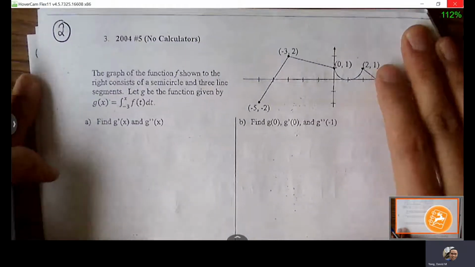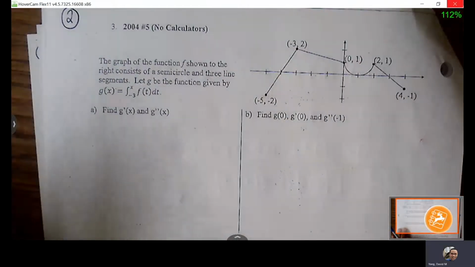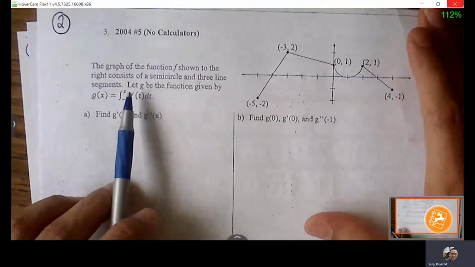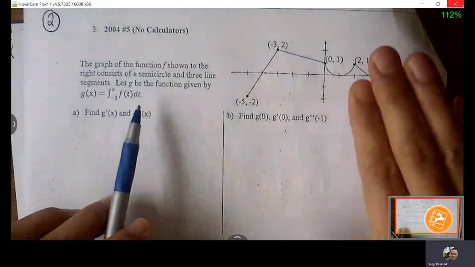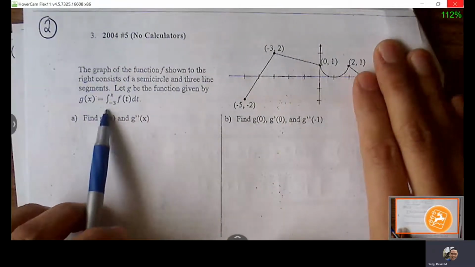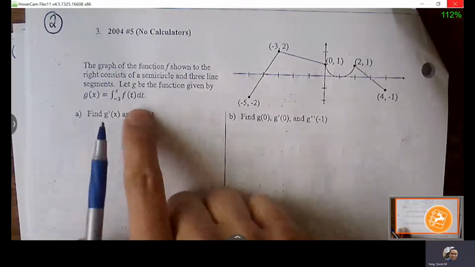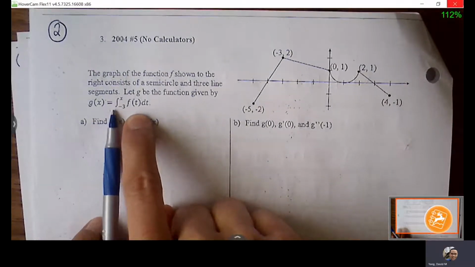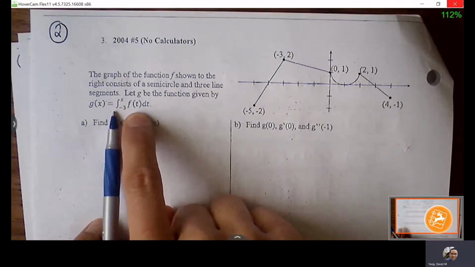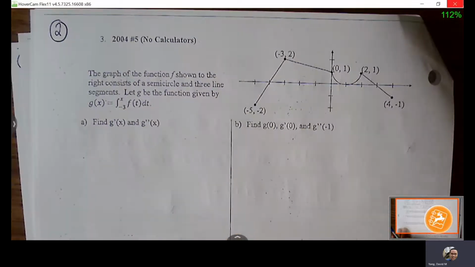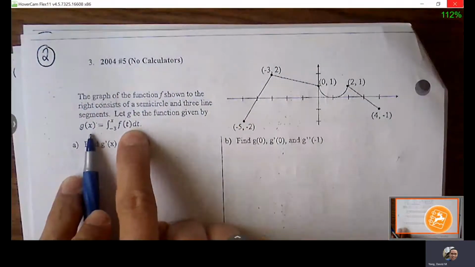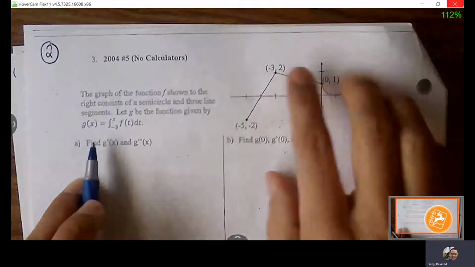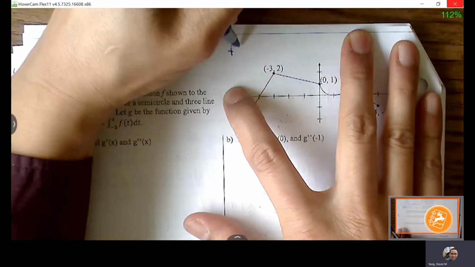Okay, so number 2. It says the graph of the function is shown and consists of a semicircle and 3 line segments. Let g be the function given by g of x. Notice that this is something we haven't seen before. It's a definite integral of f of t dt. Something I want you to keep in mind is that there's a relationship here between g and f. This is the f graph, so I want you to indicate this as the f graph.